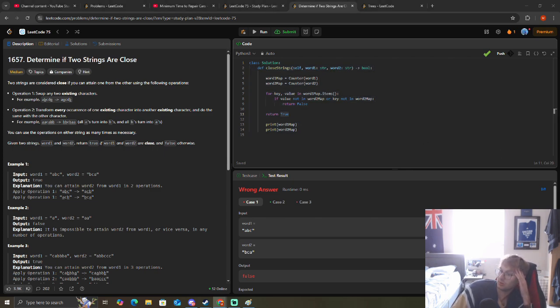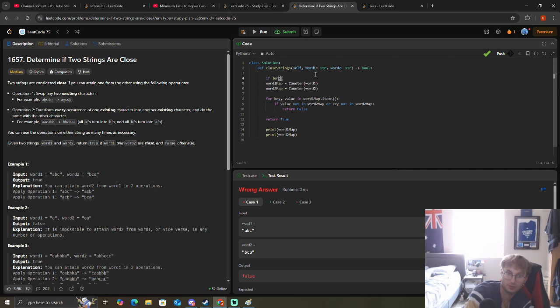Two strings are considered close if they meet both conditions: same set of unique characters. Okay, I had the right intuition, so I had the right thought process here, but I didn't really execute it well with the code. So if the length of word 1 does not equal the length of word 2, then we can return false, obviously, right?